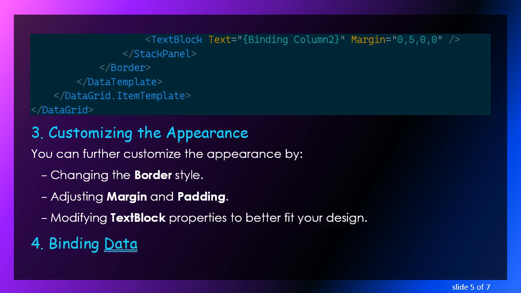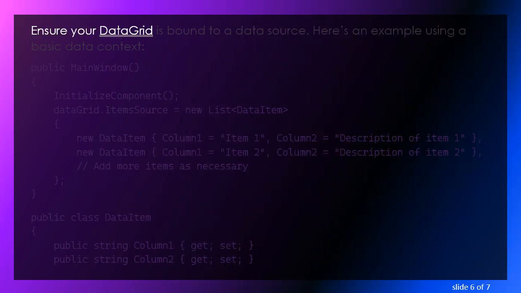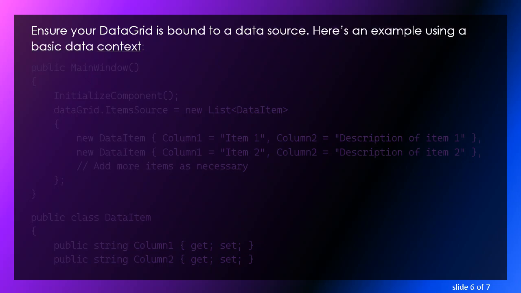4. Binding data. Ensure your DataGrid is bound to a data source. Here's an example using a basic data context.